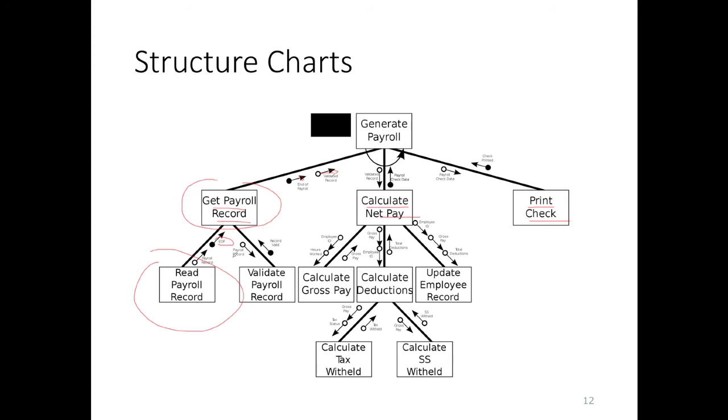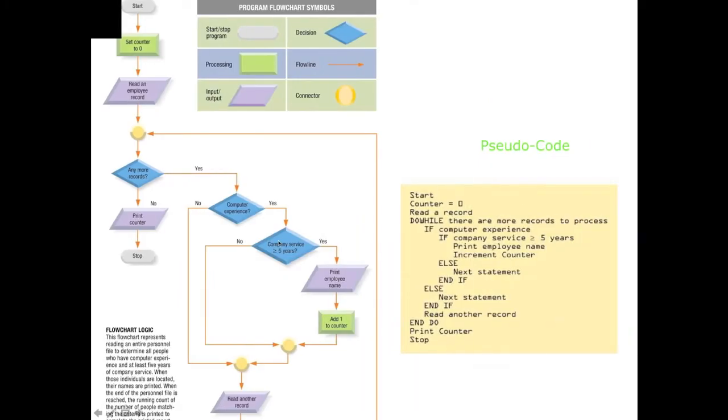On the other hand, you also need to validate a payroll record. So the get payroll record function will need to be able to send payroll records to validate payroll records. Then the validated payroll record needs to be able to tell get payroll record that the record is validated. By doing this, you can see how the data needs to flow across different parts of your software. So that's one way to design your program.